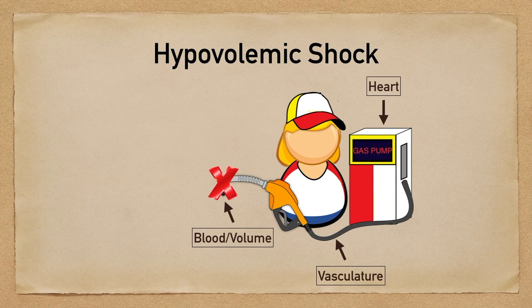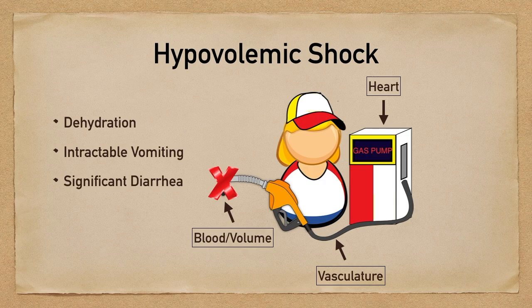Let's now move on to hypovolemic shock. We said that another reason that the vehicle may not receive gas is because there is no gas. In other words, there is decreased intravascular volume that's leading to decreased perfusion to tissues and organs. Now, this could be a result of decreased fluid intake, such as dehydration, or it could be due to increased fluid losses, such as intractable vomiting or significant diarrhea.